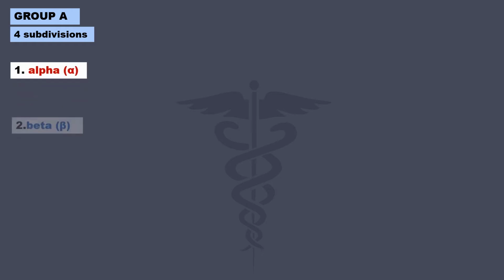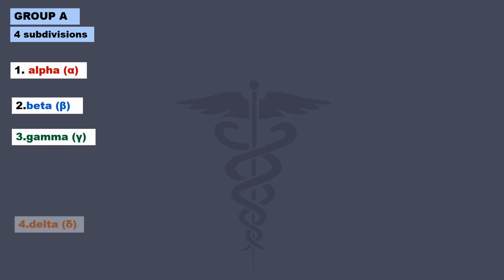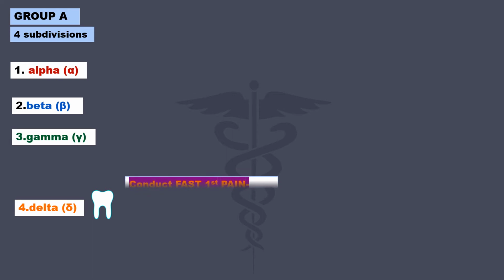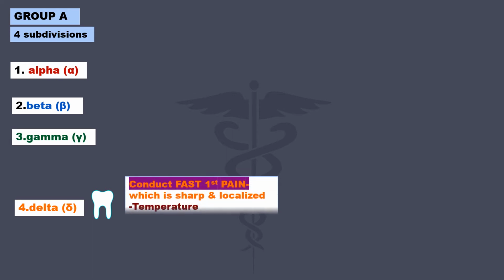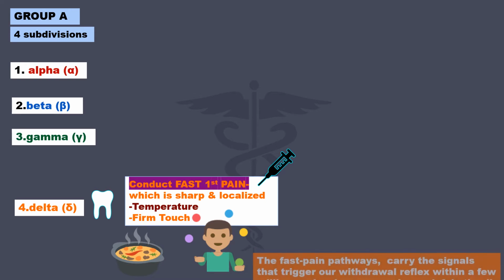Group A has 4 subdivisions. They are 1 alpha, 2 beta, 3 gamma, and 4 delta. These delta fibers are important from a dental point of view. They conduct fast first pain, which is sharp and localized. They also conduct sensation of temperature and firm touch.